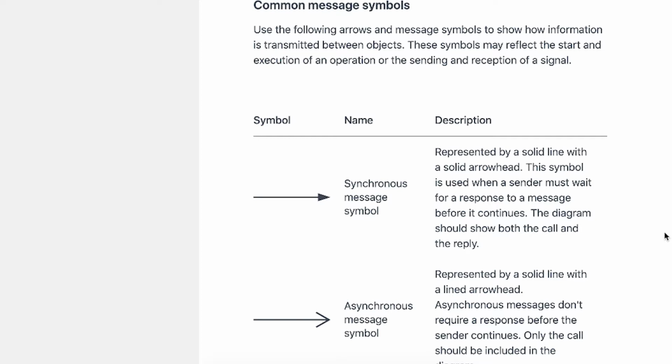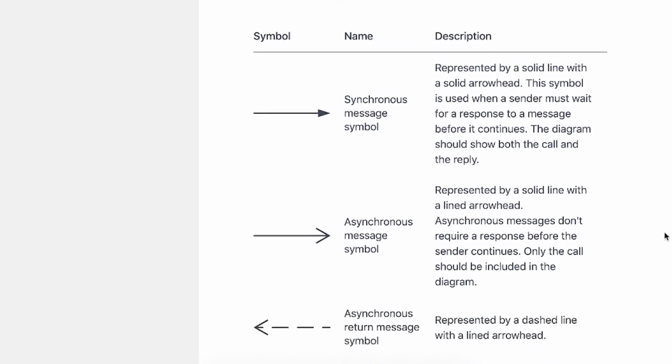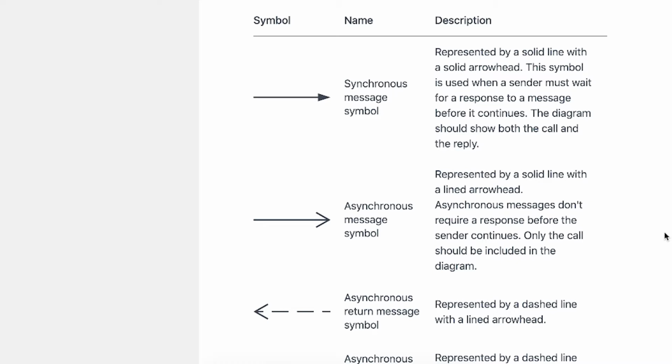So back to message symbols. There are different types of message symbols. We've got synchronous message symbols. We represent those as solid arrowheads. Right? So the sender must wait for a response to a message before it continues. And we've got asynchronous messages, which are represented by a solid line with a lined arrowhead. They don't require a response before the sender continues.